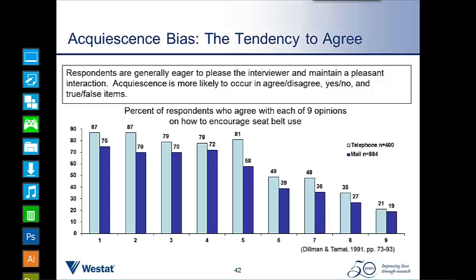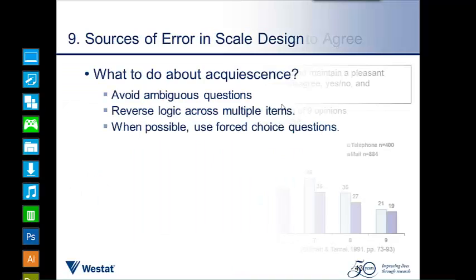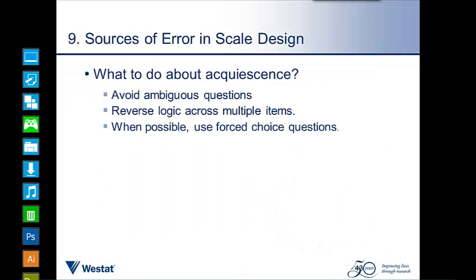And these are more likely to happen in these agree-disagree batteries and yes-no questions and true-false items. People just tend not to want to disagree with things. And maybe it's a cultural thing as well. So what do we do about acquiescence? We want to ask very clear questions. Sometimes we want to reverse the logic. If we're doing a series of questions, we might word some of them where people's tendency is to agree and others where people's tendency is to disagree, to really help them understand it's okay to disagree with these questions.